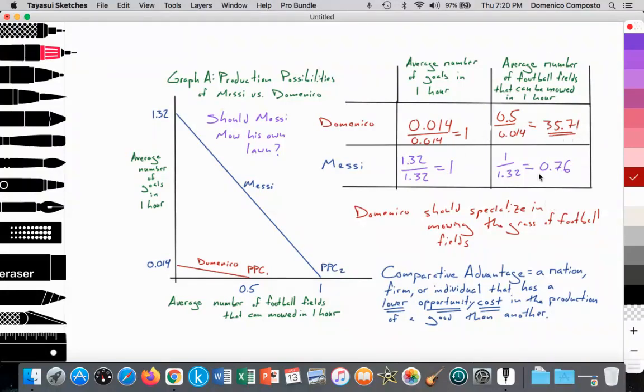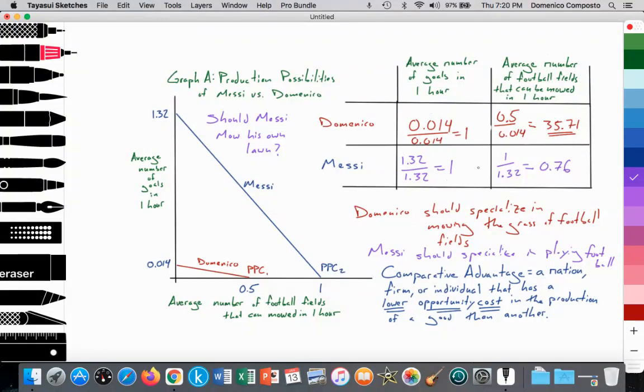Lionel Messi has the lower opportunity cost. He should be playing football. So Lionel Messi will play football. Messi should specialize in playing football. Okay, that's what this theory illustrates. All right. We're going to have some other videos where you practice making these calculations to show the opportunity cost, but that is the introductory concept of absolute versus comparative advantage.